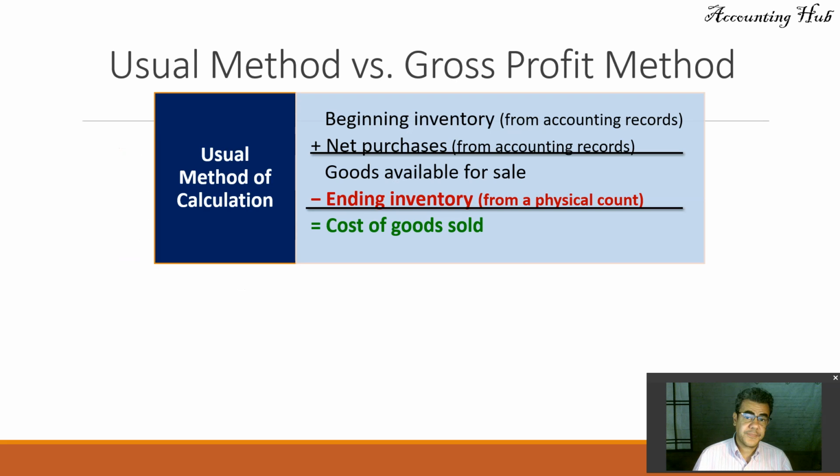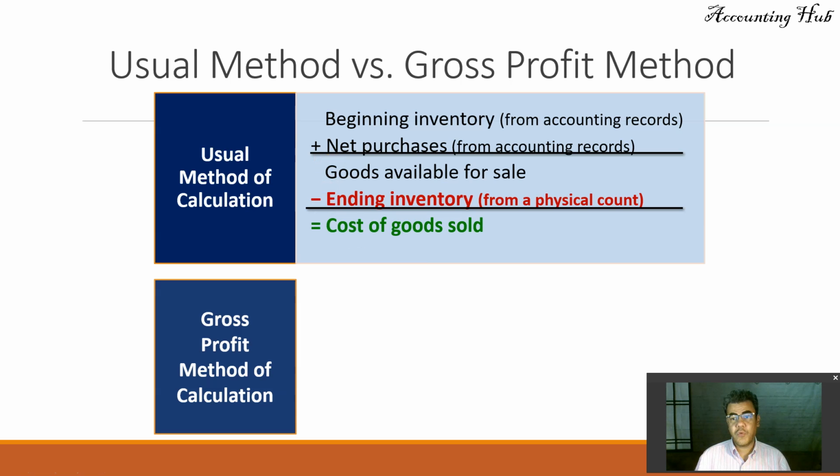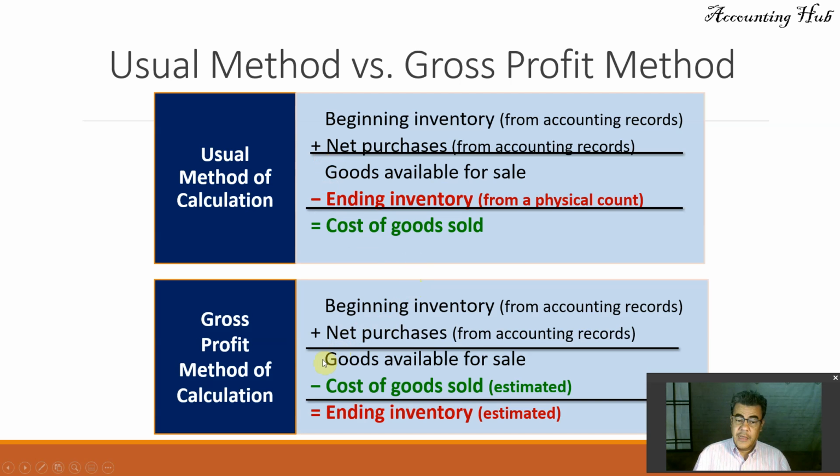And what is the difference? In the usual method, we start with beginning inventory from our previous financial statements, plus net purchases from our journal entries and so on. We have goods available for sale. Less the ending inventory, we have the cost of goods sold. What is the gross profit method? Beginning inventory, the same. Net purchases, the same. Goods available for sale, the same. However, less the estimated cost of goods sold, we find the estimated ending inventory.